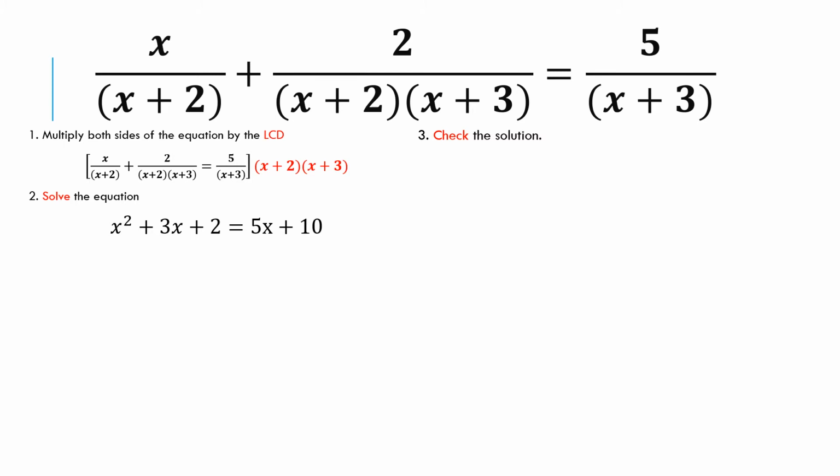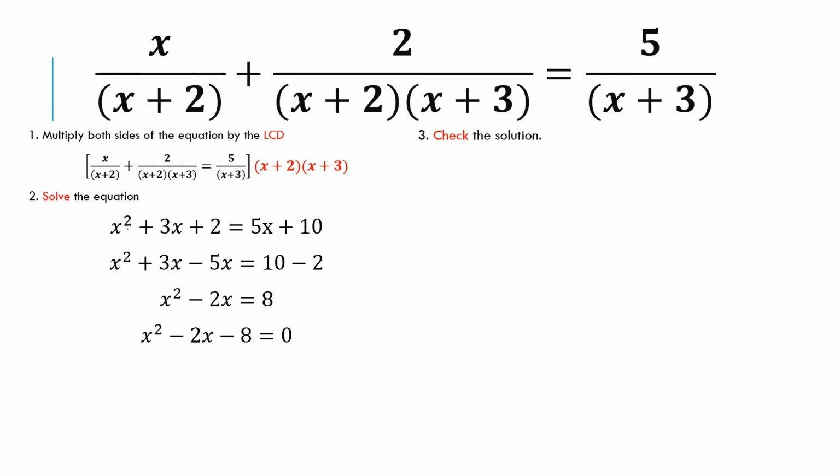Since meron tayong exponent dito, okay, what we're going to do next is we are going to move all the terms in one side and 0 na lang yung matitira sa isang side. So this will become x squared plus 3x minus 5x equals 10 minus 2. Okay, so 0 na lang yung natira sa isang side. Magiging x squared minus 2x minus 8 equals 0.